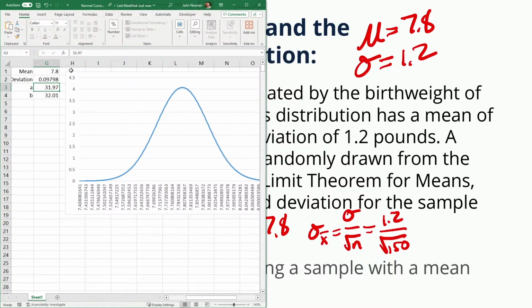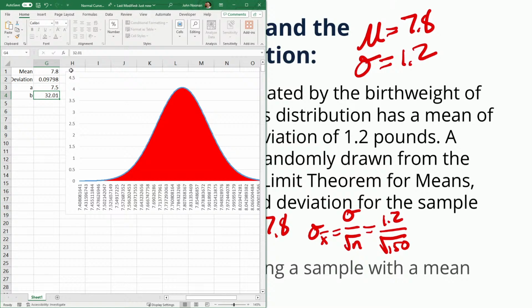Now the A and the B, what those represent are just, you can see the numbers along the bottom there. If I wanted to go from 7.5 to 7.9, you can see that it's shaded the appropriate region. Maybe it would be more exciting if I did 7.6. Okay, there, that's a little bit more exciting.